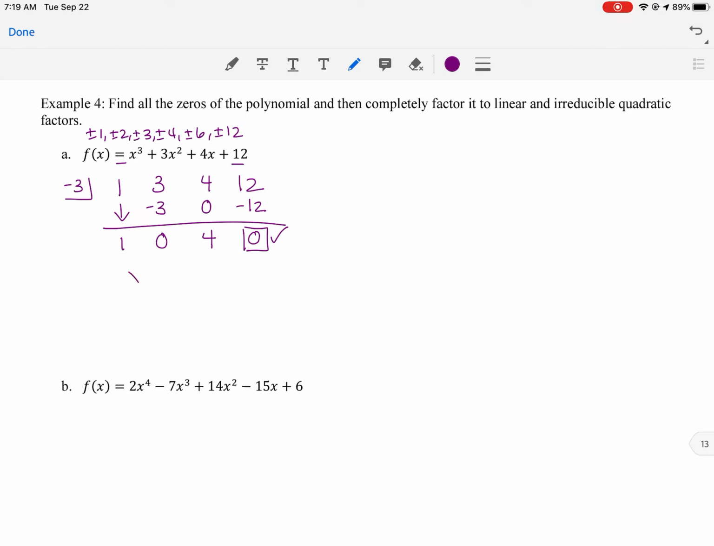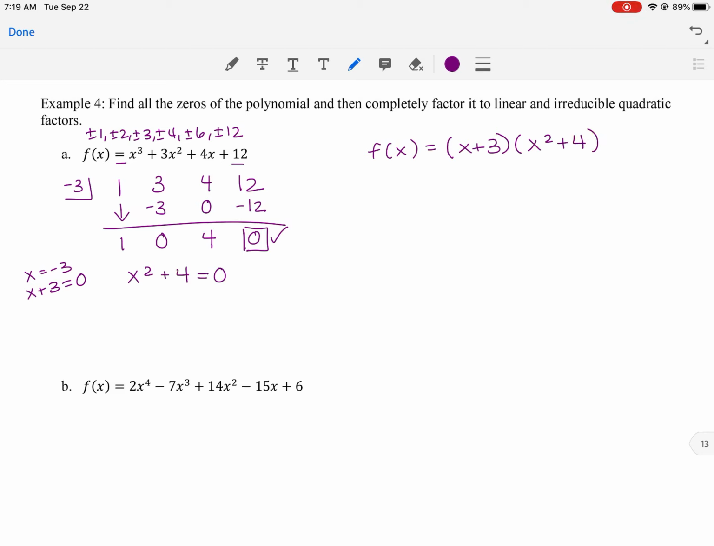Which leaves us with the polynomial x squared plus 4 equals 0. You could write a 0x in the middle there, and I just don't think it's worth it. So if I wanted to write it as factors, this is the same as when you have a solution of x equals negative 3, right? If x equals negative 3, that means that x plus 3 equals 0 is a factor. So x plus 3 would be in our equation, and the other part is the x squared plus 4.